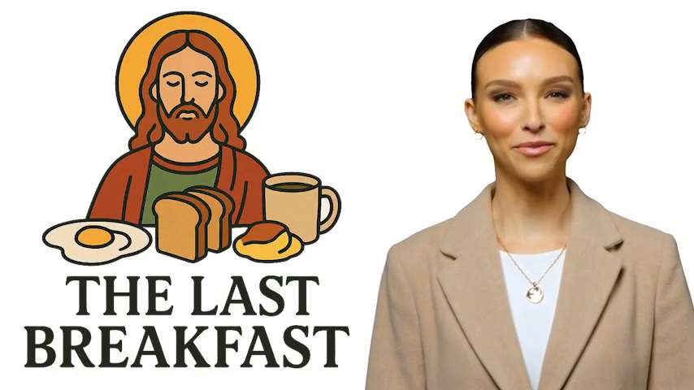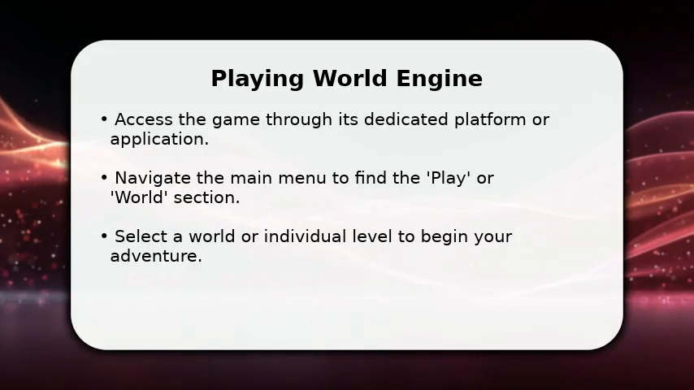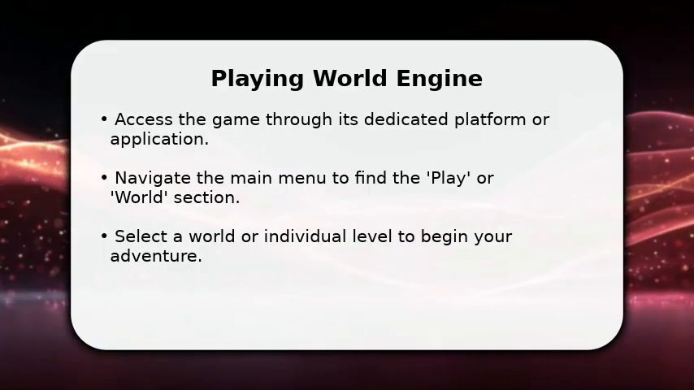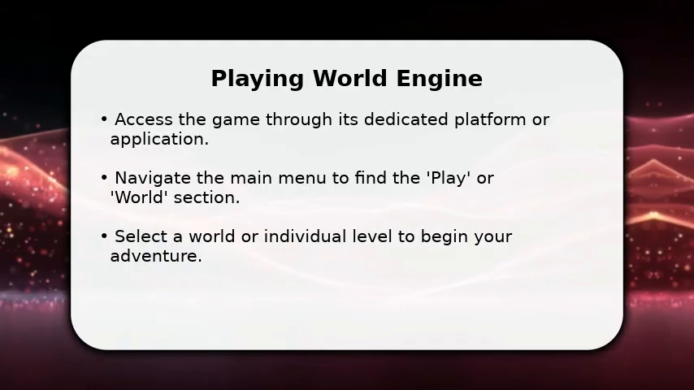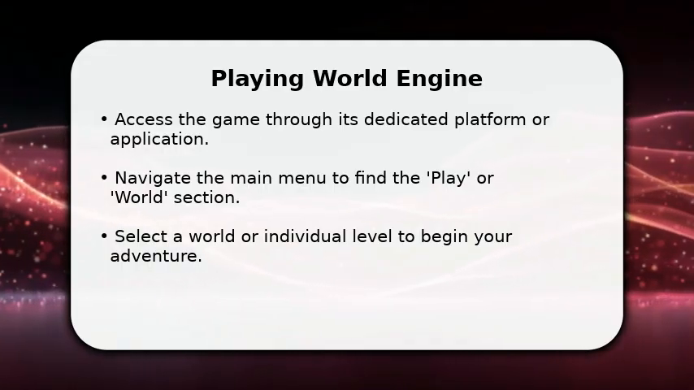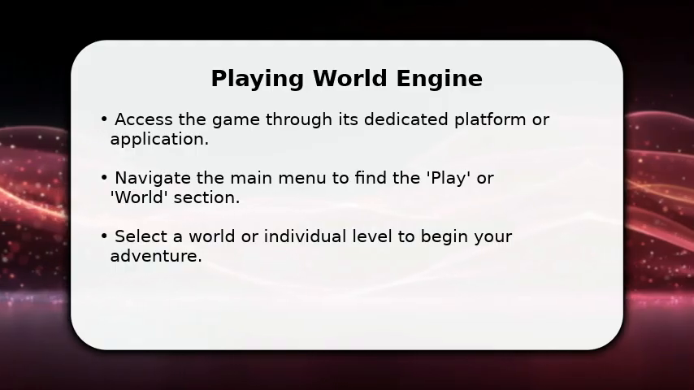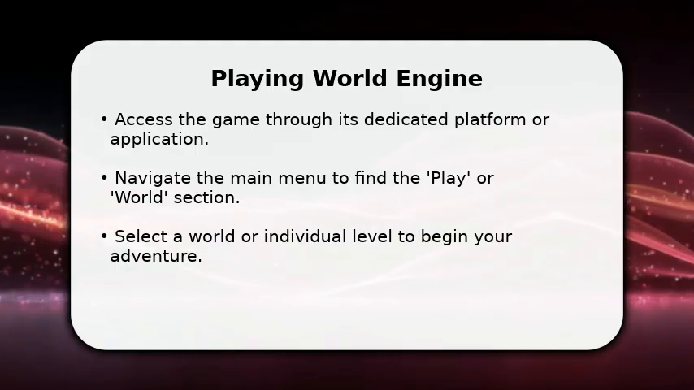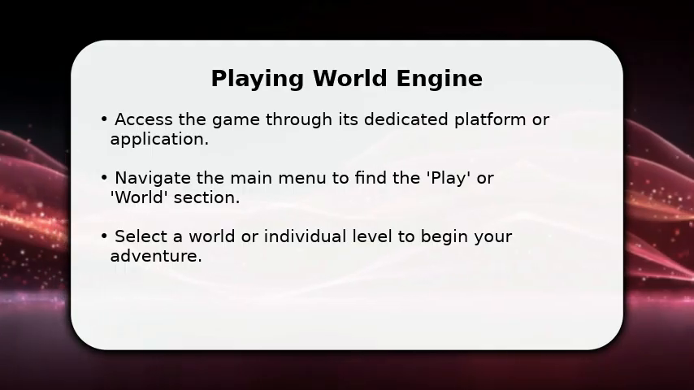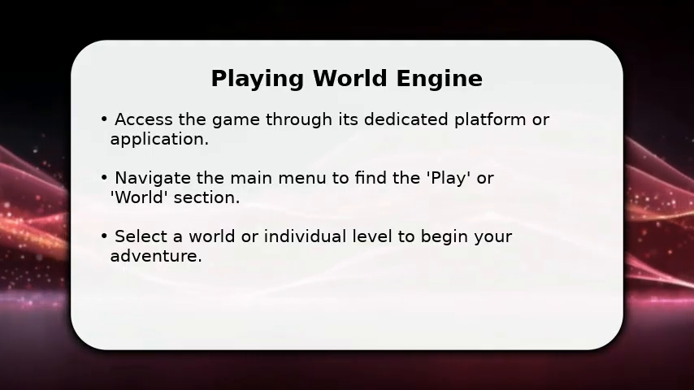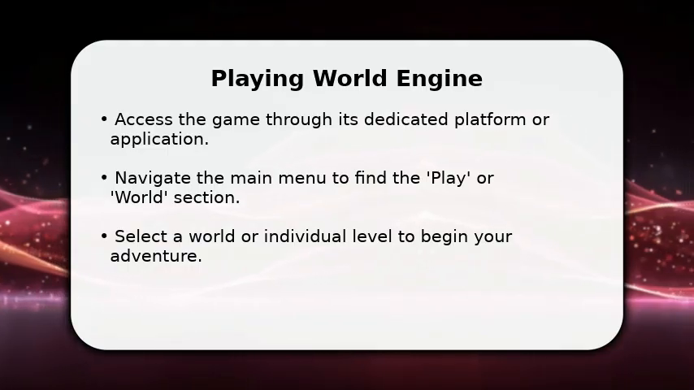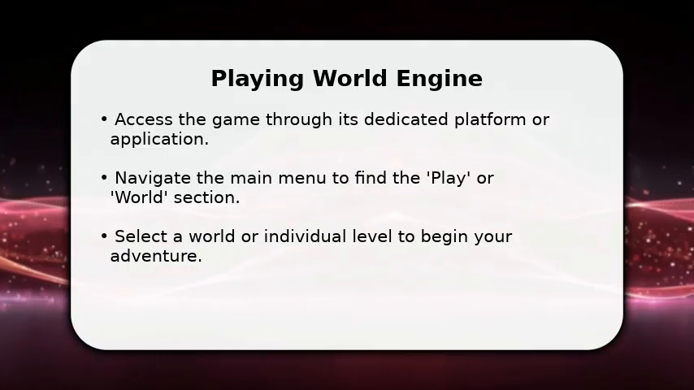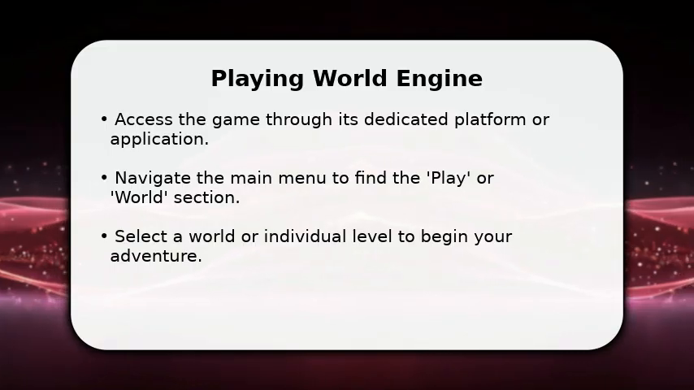Please enjoy the video. In this video, I will explain how to play Super Mario Maker World Engine. To begin your journey, first ensure you have the game installed and launched. Once you are on the main screen, you will typically find options to either create or play. For playing, look for a Clear Play or World button. Clicking this will usually take you to a selection screen where you can browse various player-made worlds and levels. It's quite straightforward to jump right into the action.